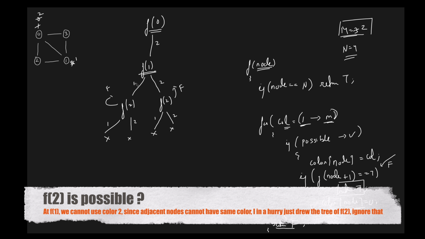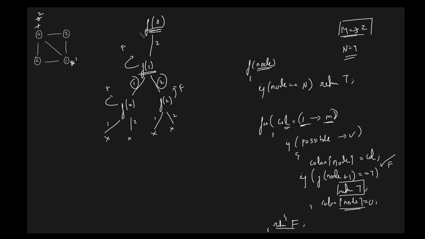Ultimately f of 1 tried color 1, tried color 2, did not find an answer, so returned a false. F of 0 did try 1 where it got a false. Now, when it tried 2, it also got a false, so f of 0 will also reach this line and return a false. So this is how the recursion works. I hope you have understood this. Just in case you have doubts, I'll highly recommend that you definitely draw the recursion tree by yourself, because drawing the recursion tree is the only way to understand how recursion works. There's no other way.